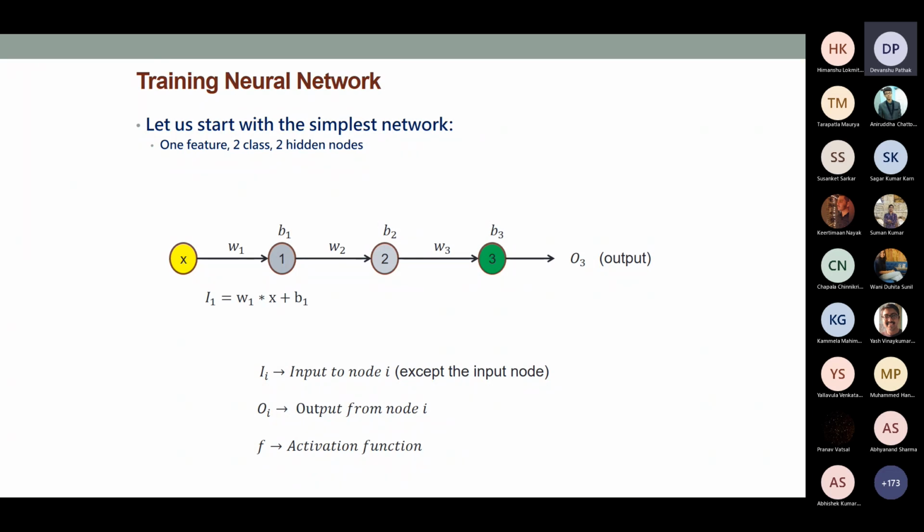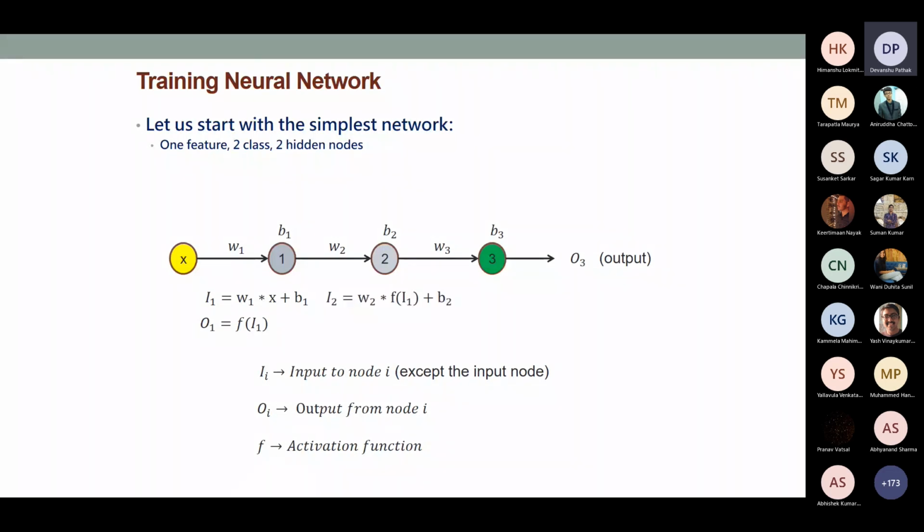Here, I'm computing the inputs to every node. I1, the input to the first node, is W1 times X plus B1, the same linear combination of values that you have seen. That's the standard definition of the computation in a neural network. Similarly, O1 equals F1 of I1, because you're simply applying the activation function on the input, and that's your output.